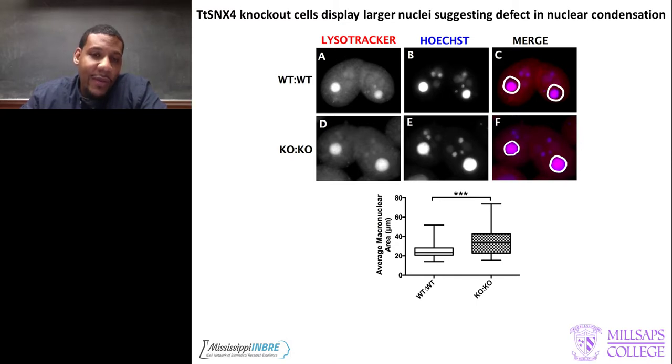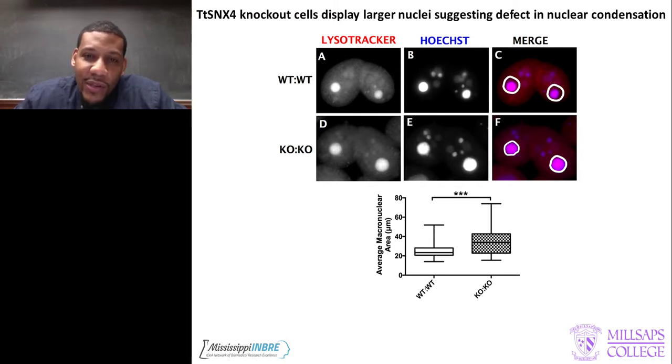When we do this same experiment in SNX4 knockouts, interestingly, we did not see a loss of LysoTracker positivity in that nucleus, in that old macronucleus. Remember, the idea would be that if SNX4 wasn't there, then there would be no autophagosome present on the membrane. If there's no autophagosome present, there shouldn't be any LysoTracker, thus no autophagy. And so we were surprised to see that those nuclei were still LysoTracker positive.